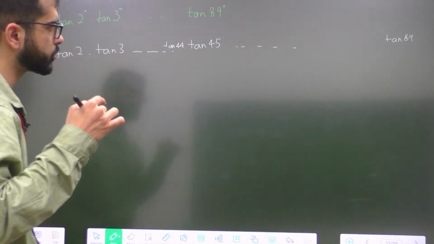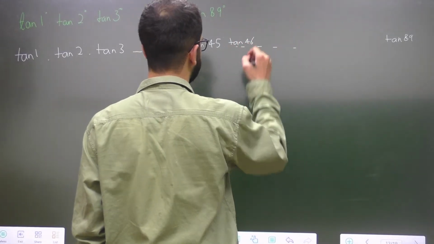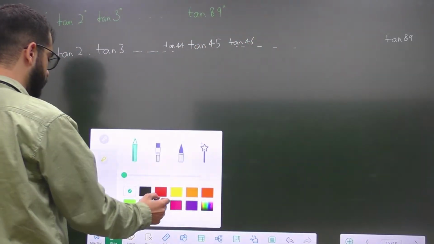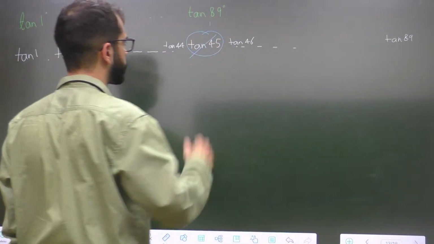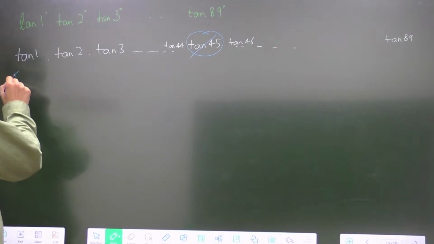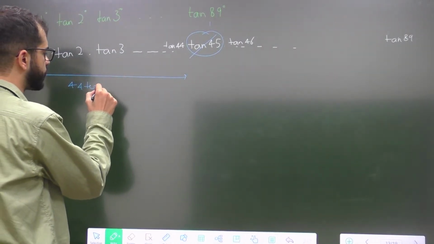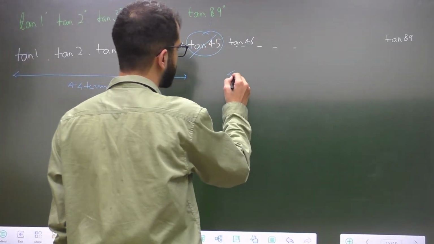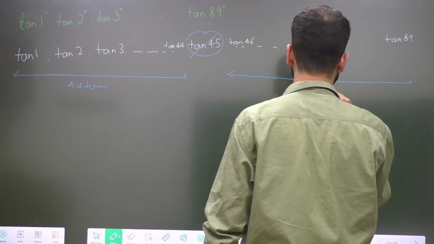And what is the term coming just after 45? This will be tan 46 degrees. Now let's observe what's happening over here. The value of tan 45 is 1, so I'll substitute 1 in its place. Now beginning from 1 till 44, I have 44 terms on the left of the 45th term, and on the right hand side of the 45th term, I am having 44 terms.